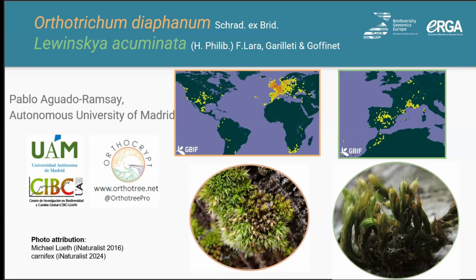And the latter, Lewinskya acuminata, is also widespread through the Mediterranean basin, with disjoint populations in California and Ethiopia. It is also very easily recognized by its long acuminate leaves and its characteristic fusiform capsules with reduced peristome and punctured mouth when dry. So these mosses are 2 of the most representative species in the epiphyte communities here in Europe, and they're not difficult to find and collect.